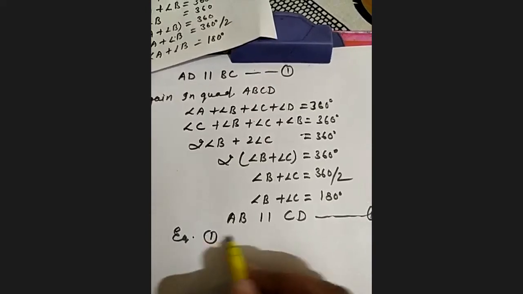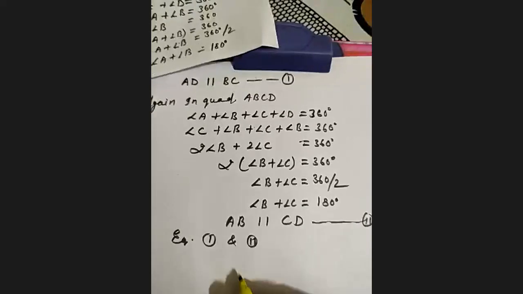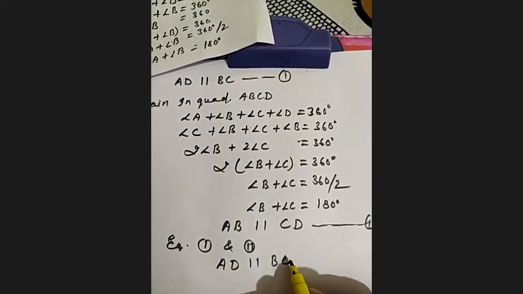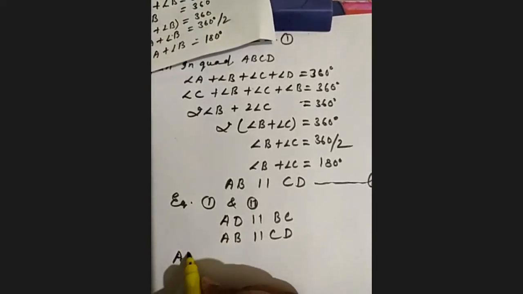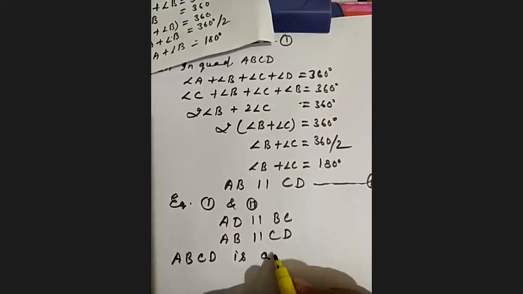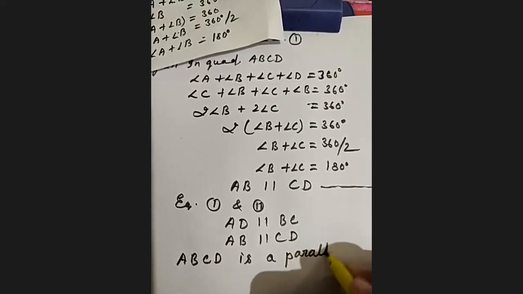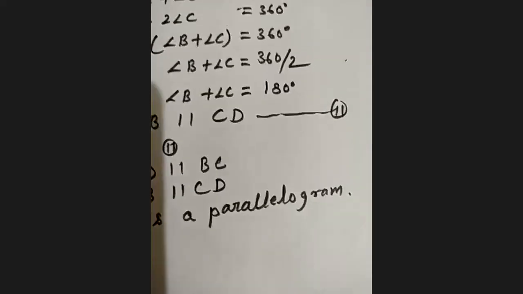So here you write equation 1 and equation 2. जब आप equation 1 and 2 you prove that AD side is a parallel of BC side and AB side is parallel to CD side. That means ABCD is a parallelogram. ठीक है, so here we prove that ABCD is a parallelogram.